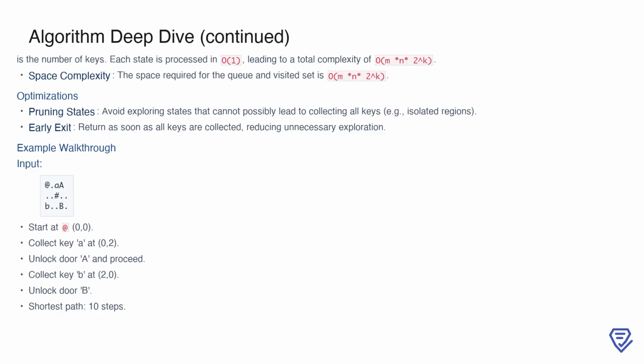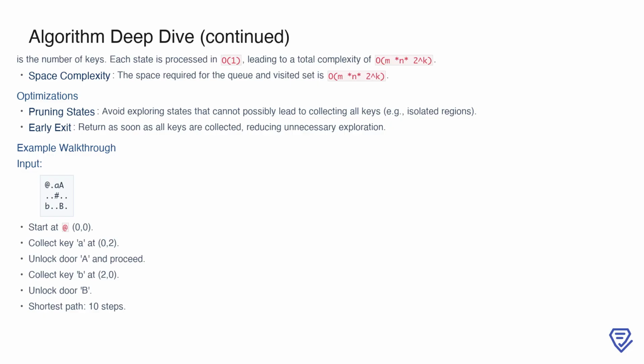The time complexity of this algorithm is determined by the number of possible states. Each state is represented by a combination of the grid dimensions m and n, as well as the number of keys k. The total number of states is bounded by m times n times 2 to the power of k, since there are 2^k possible combinations of collected keys. Each state is processed in constant time, leading to an overall time complexity of m times n times 2 to the power of k. The space complexity is also m times n times 2 to the power of k, due to the storage requirements of the queue and visited set.